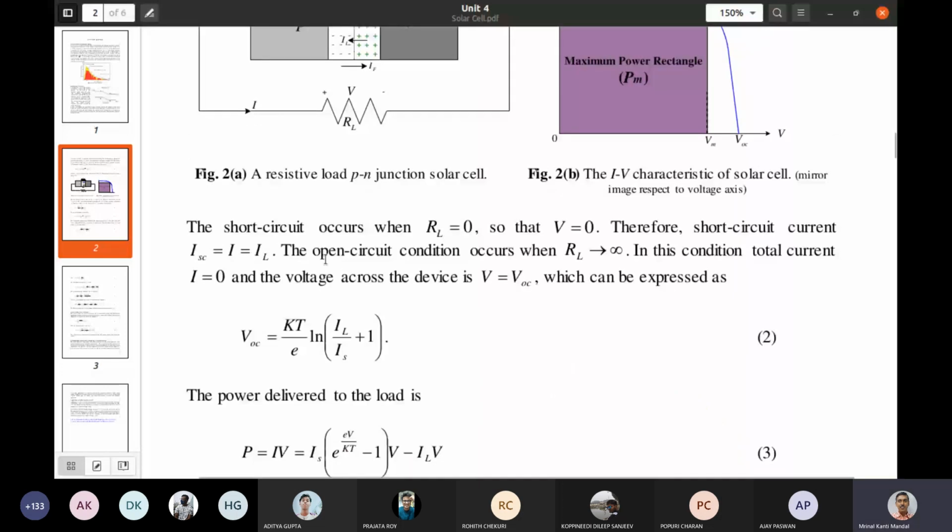Next, we consider the open circuit voltage. Open circuit voltage means when RL equals infinity. That means the load of the circuit is very high, infinite load. In that condition, we consider that the circuit is under open condition. So in open condition, the voltage developed at these two terminals will be the maximum voltage, right? So we consider that the open circuit voltage.